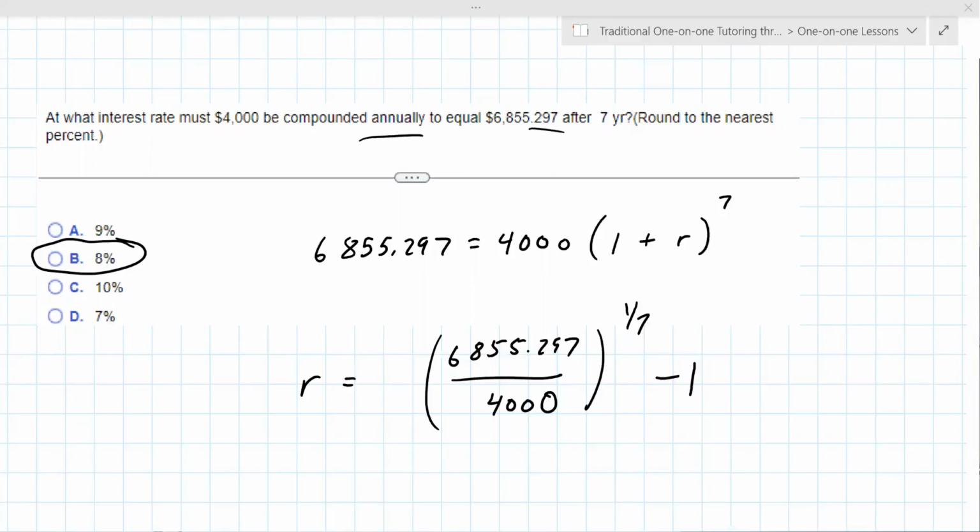I also have a bunch of windows up, so it's okay. Question 9.